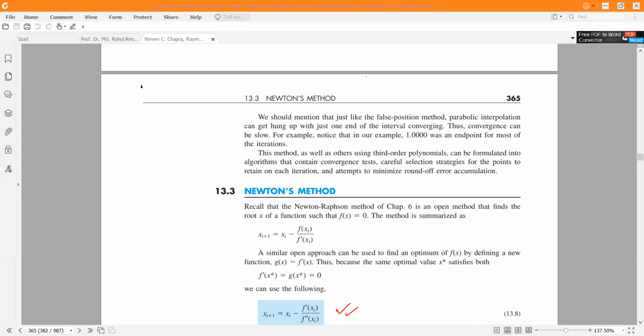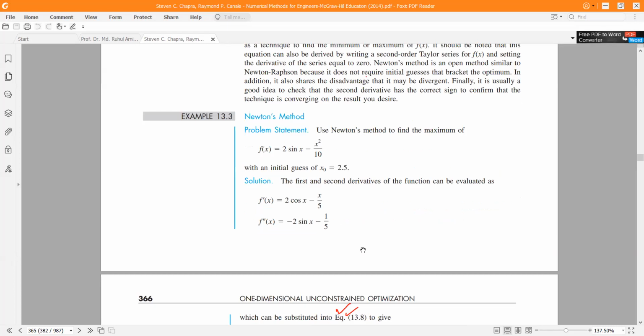Now, do you have your text with you probably? What our example was? It is not 2 sine square 2. What is it? I am sharing this book, isn't it? Our example was this: f(x) is equal to 2 sine x minus x square by 10, isn't it?